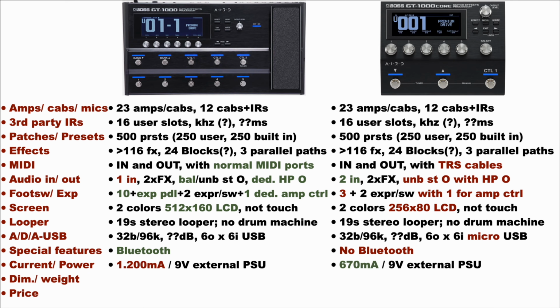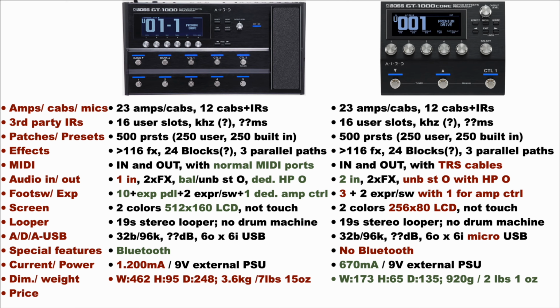Then we have the power needs, where the core needs way less power at 670 mAh in comparison with the 1200 mAh of the regular GT1000. And so with a powerful pedalboard adapter you should be able to run the core. As regards the dimension and weight, the core is obviously way smaller and lighter.